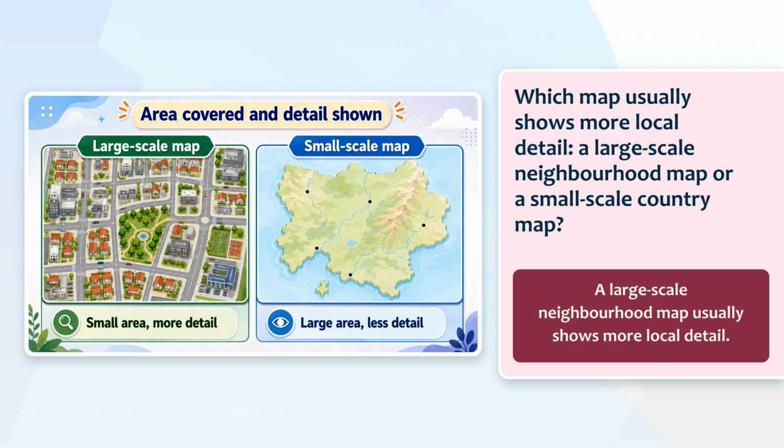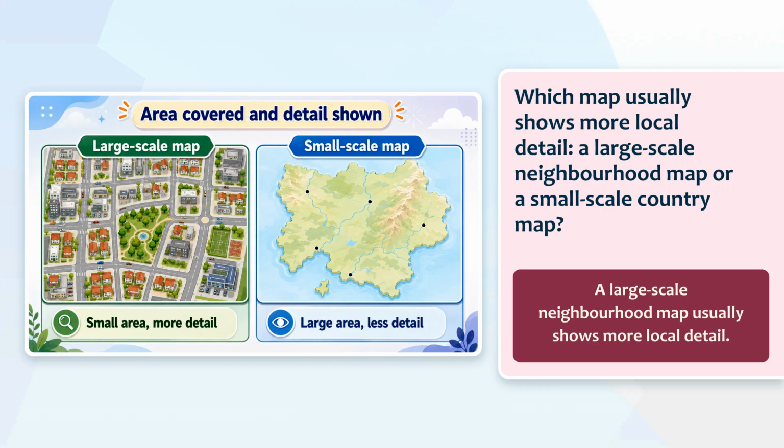Which map usually shows more local detail? A large-scale neighborhood map or a small-scale country map? The neighborhood panel shows the pattern clearly. A large-scale neighborhood map usually shows more local detail. A small covered area leaves room for streets, blocks, and buildings.